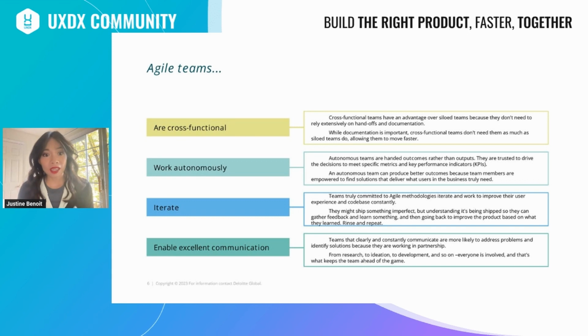Finally, agile teams enable excellent communication. Teams that are clearly and constantly communicating are more likely to address problems and identify solutions from the get-go because they are working in partnership. So from research to ideation, development, so on and so forth, everyone is involved in every step of the way. And that's what keeps the team ahead of the game.